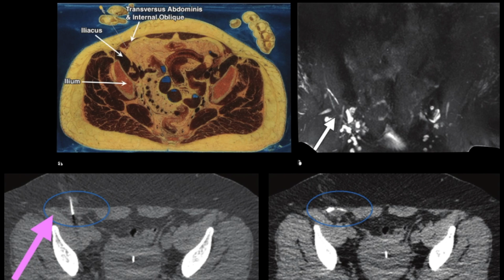Bone window of axial CT shows guided needle insertion through the anterior abdominal wall between the internal oblique and transversus abdominis muscles. A post-procedure image shows the perineural injectate around the ilioinguinal nerve.